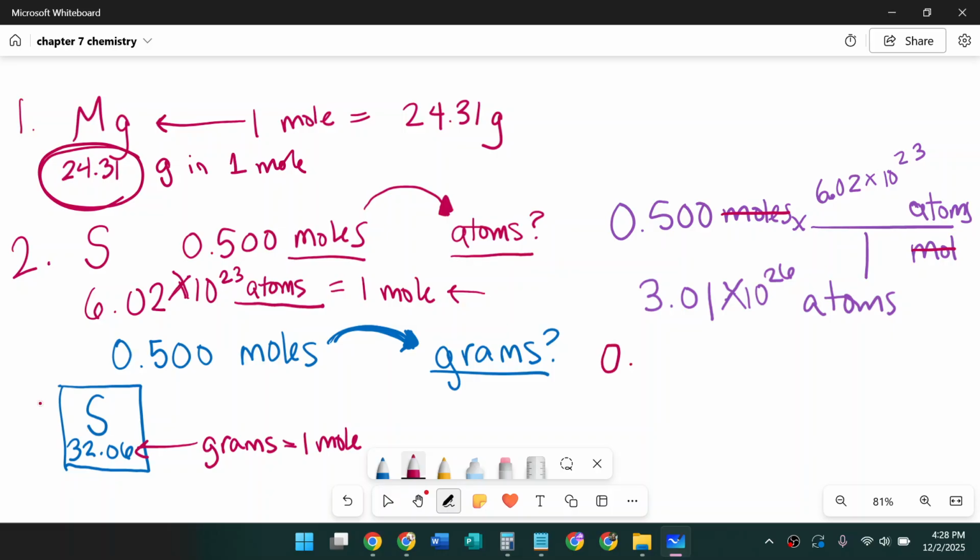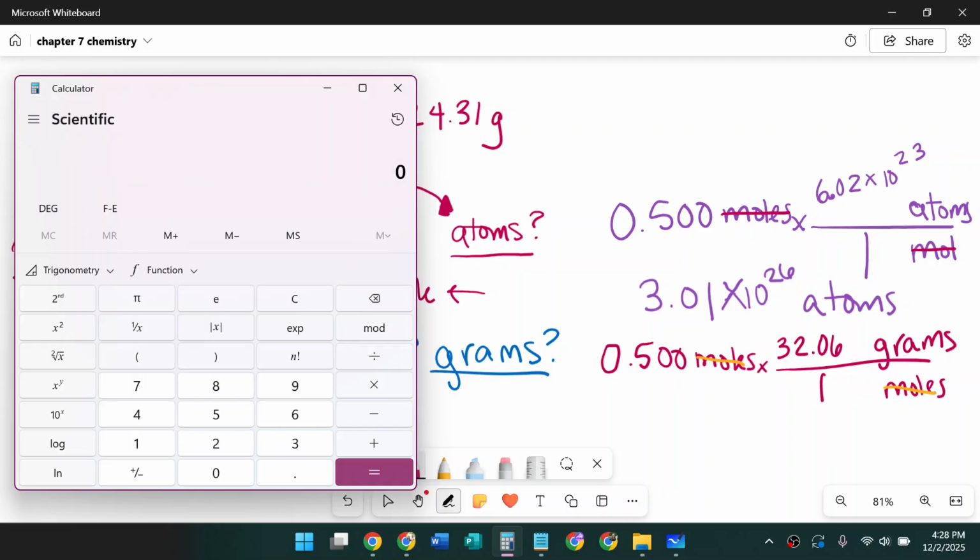We can do the same thing as before. We can set up our thing. So we have moles. We want to get rid of moles, so I put them on the bottom because they will cancel out. And I want to get grams. I have to set this up. Well, 1 mole of sulfur is the same as 32.06 grams of sulfur. And so I can set it up like this because this fraction that I'm multiplying the 0.500 by, this fraction equals 1. Then I just put it in my calculator.